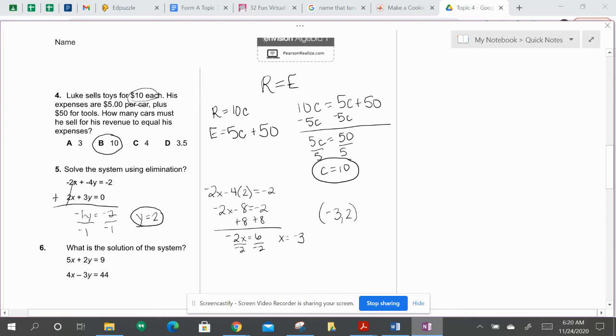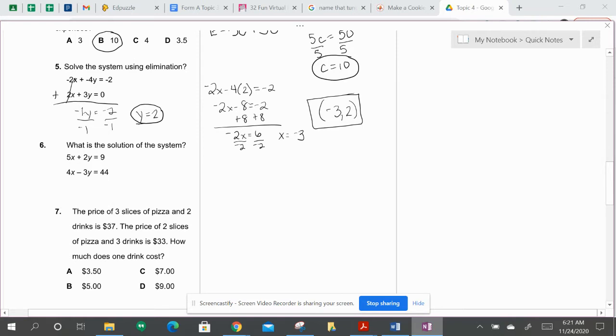Remember, we want x's, then y's. So that's our solution. And we can always double check that in both of these equations. So negative 2 times negative 3 would be a positive 6. And negative 4 times 2 would be negative 8. And 6 minus 8 does equal negative 2, so it works in that equation. And the second equation, 2 times negative 3 would be negative 6, and 3 times 2 would be positive 6, and negative 6 plus positive 6 is equal to 0. So I've checked that. I feel confident with that answer.